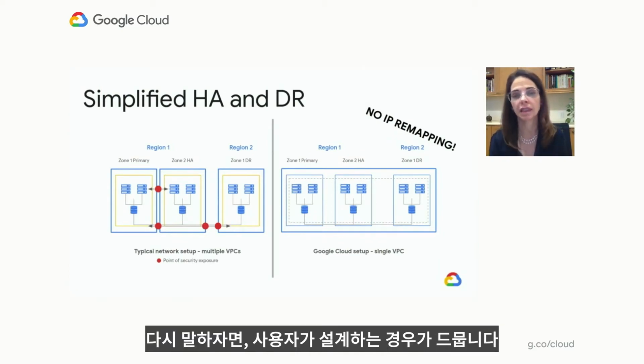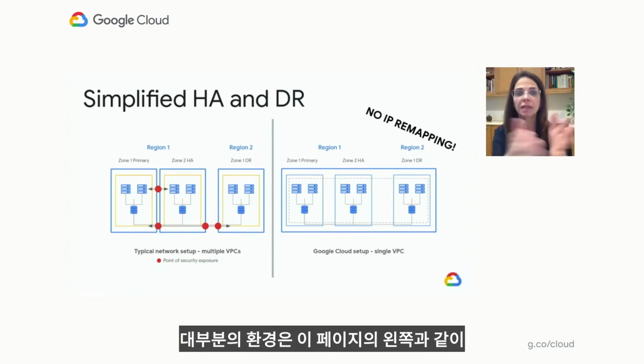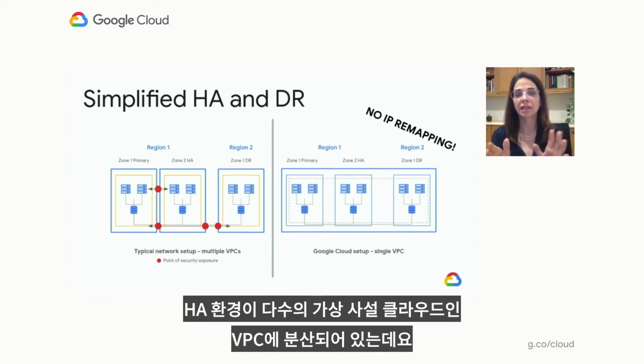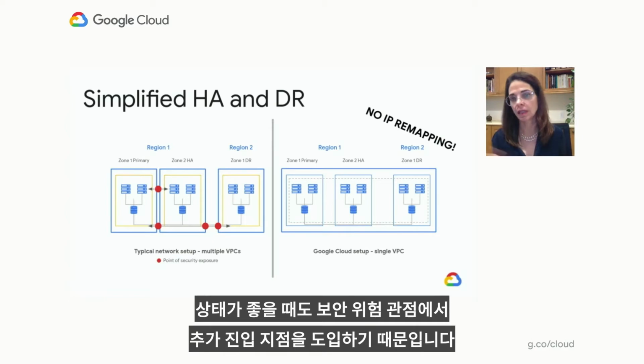Again, you architect it rarely, but when you have to use it, it really needs to be right. Most of the environments look like on the left of this page, where your HA environment is spread over multiple VPCs, virtual private clouds. And that's not great even in good times. It introduces additional points of entry from a security risk standpoint.